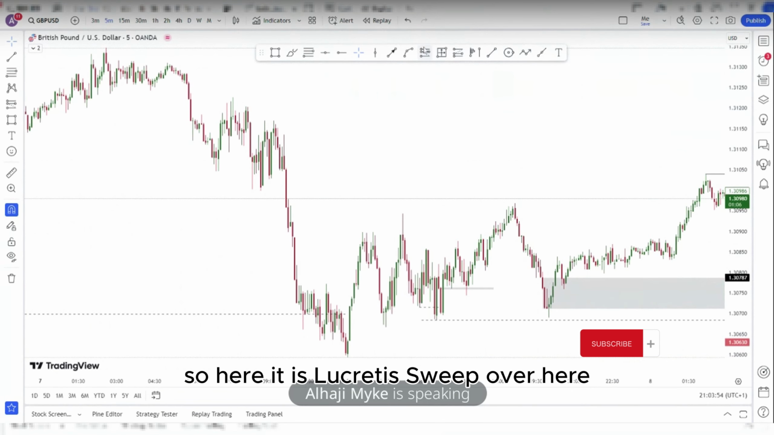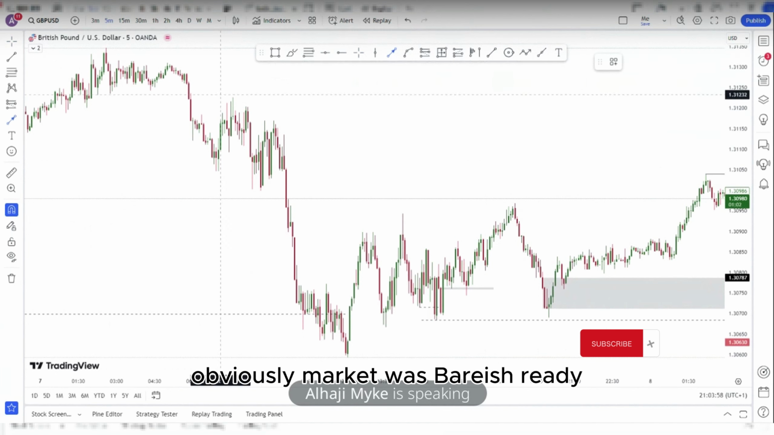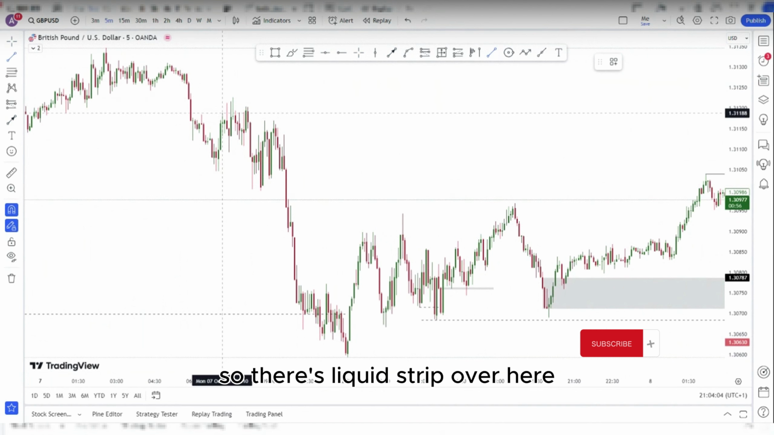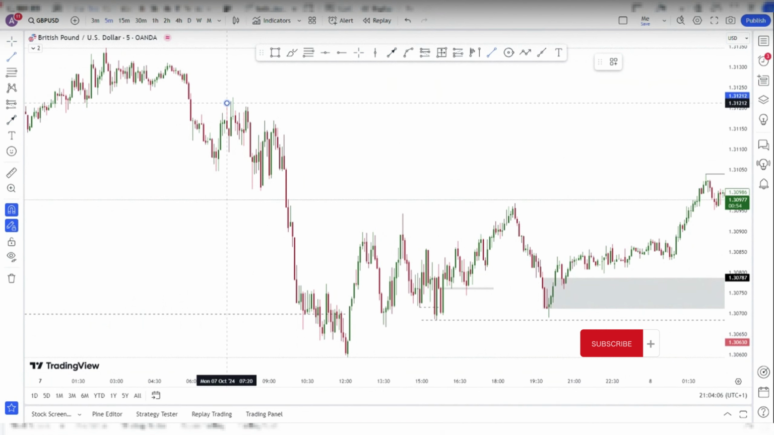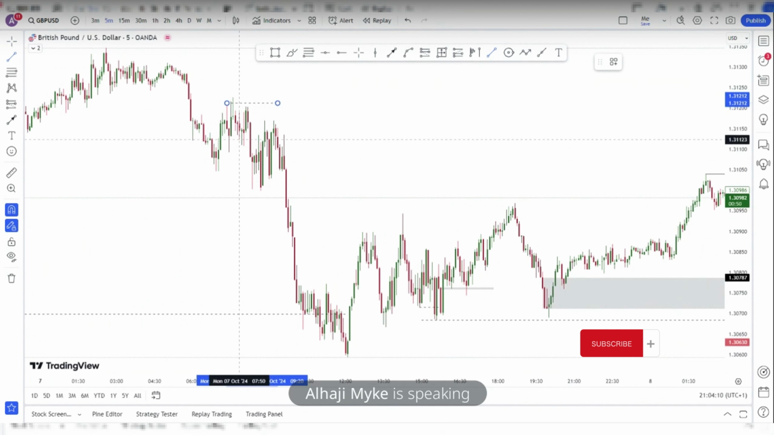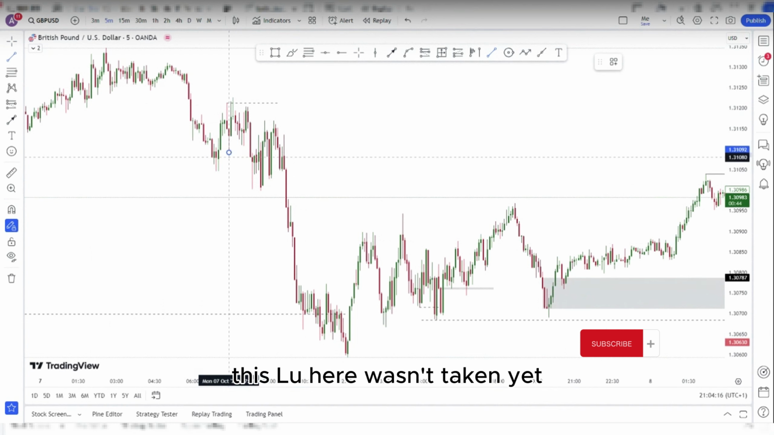So here it is, a liquidity sweep over here. Obviously, market was bearish already. There was a liquidity sweep over here. Where's my trend line? So there was a liquidity sweep over here. Price took this, moved down. This low here wasn't taken. Observe that this low wasn't taken yet.